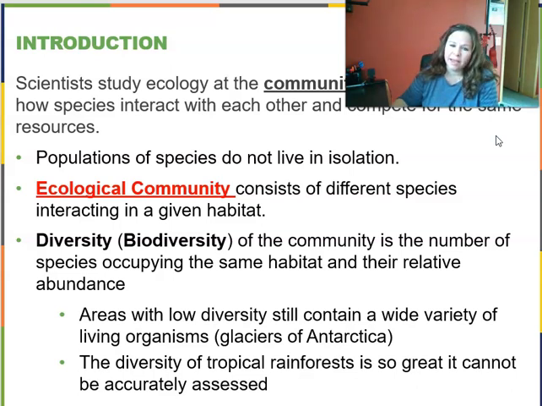And one of the things that ecologists like to measure about communities is the diversity of the community, or the biodiversity. This is the number of species occupying the same habitat and their relative abundance. Areas with low diversity still contain a wide variety of living organisms, like the glaciers of Antarctica. You may not have known that since it's so cold there. You might not think there's a lot of things that live there, but there's still a wide variety of organisms there. And the diversity of tropical rainforests is so great, it can hardly be accurately assessed.